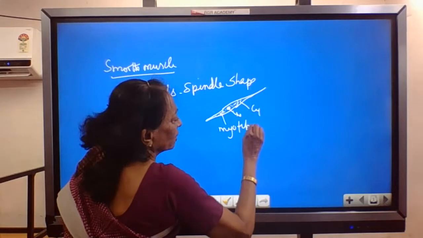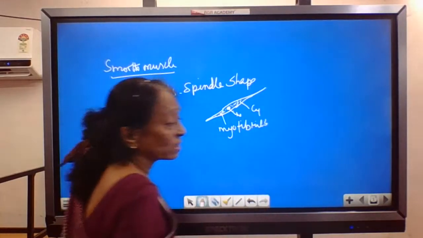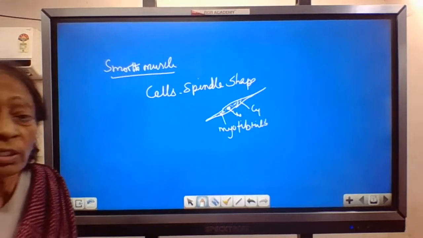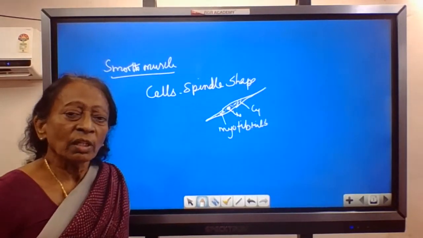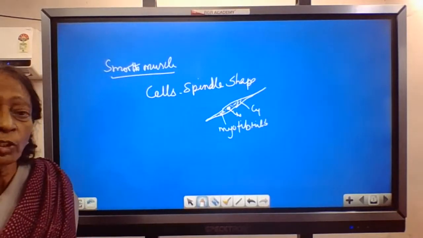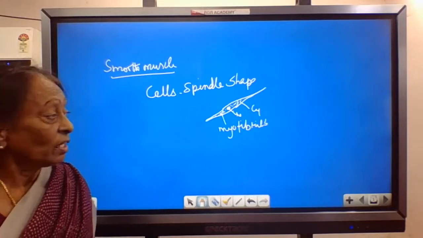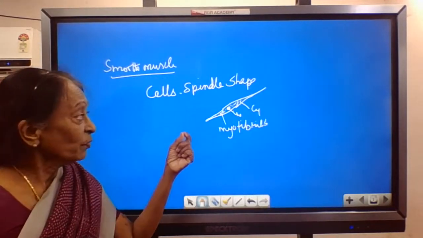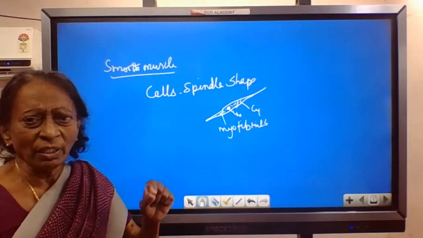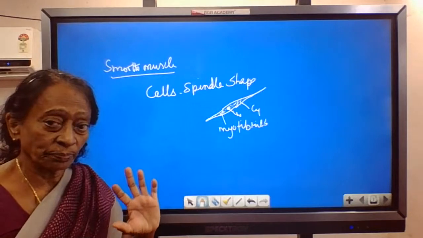Now, these myofibrils all have special proteins, the contractile proteins. You call them actin and myosin, troponin and tropomyosin. Myosin and actin are the contractile proteins. These proteins make up the myofibrils. Such myofibrils are few, not many, and they are not arranged in a particular pattern. They are scattered in the cytoplasm.